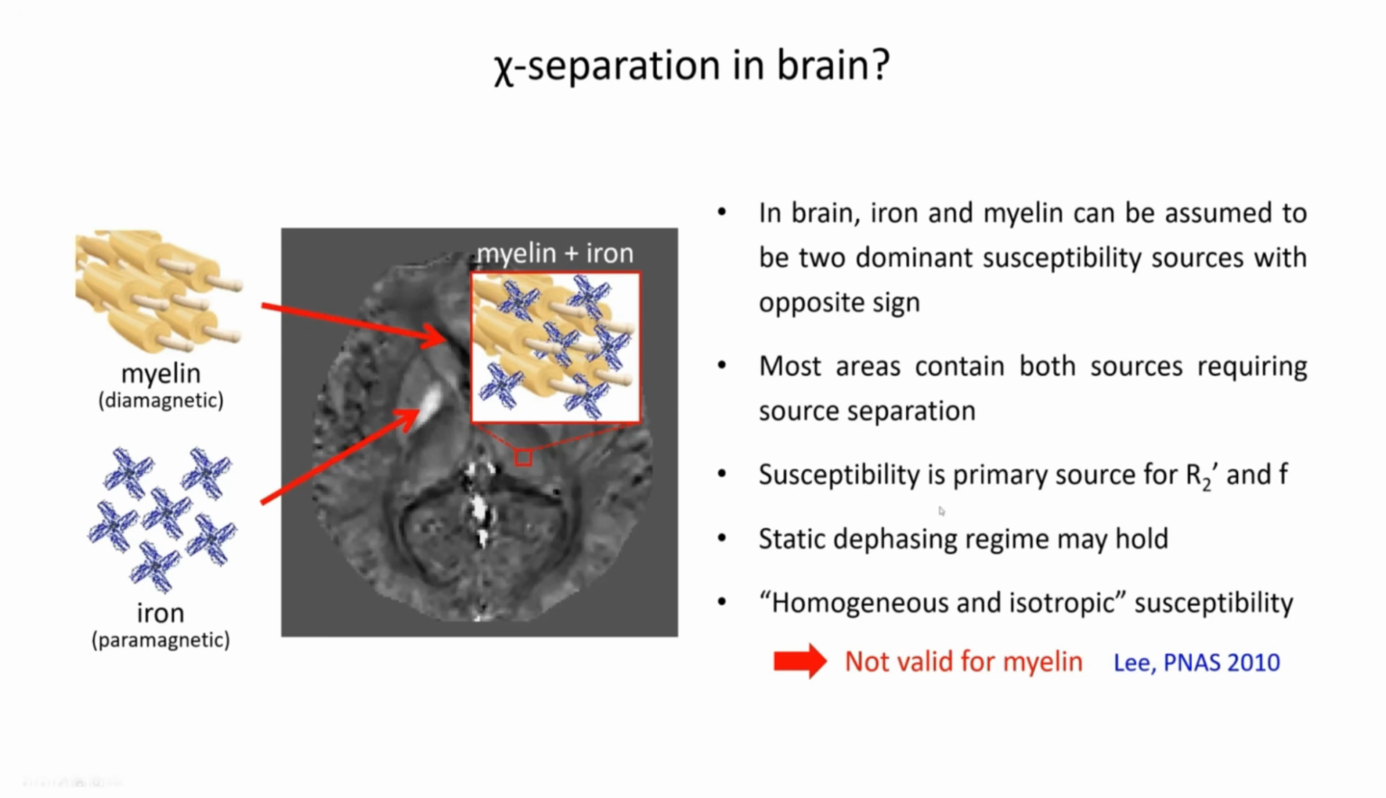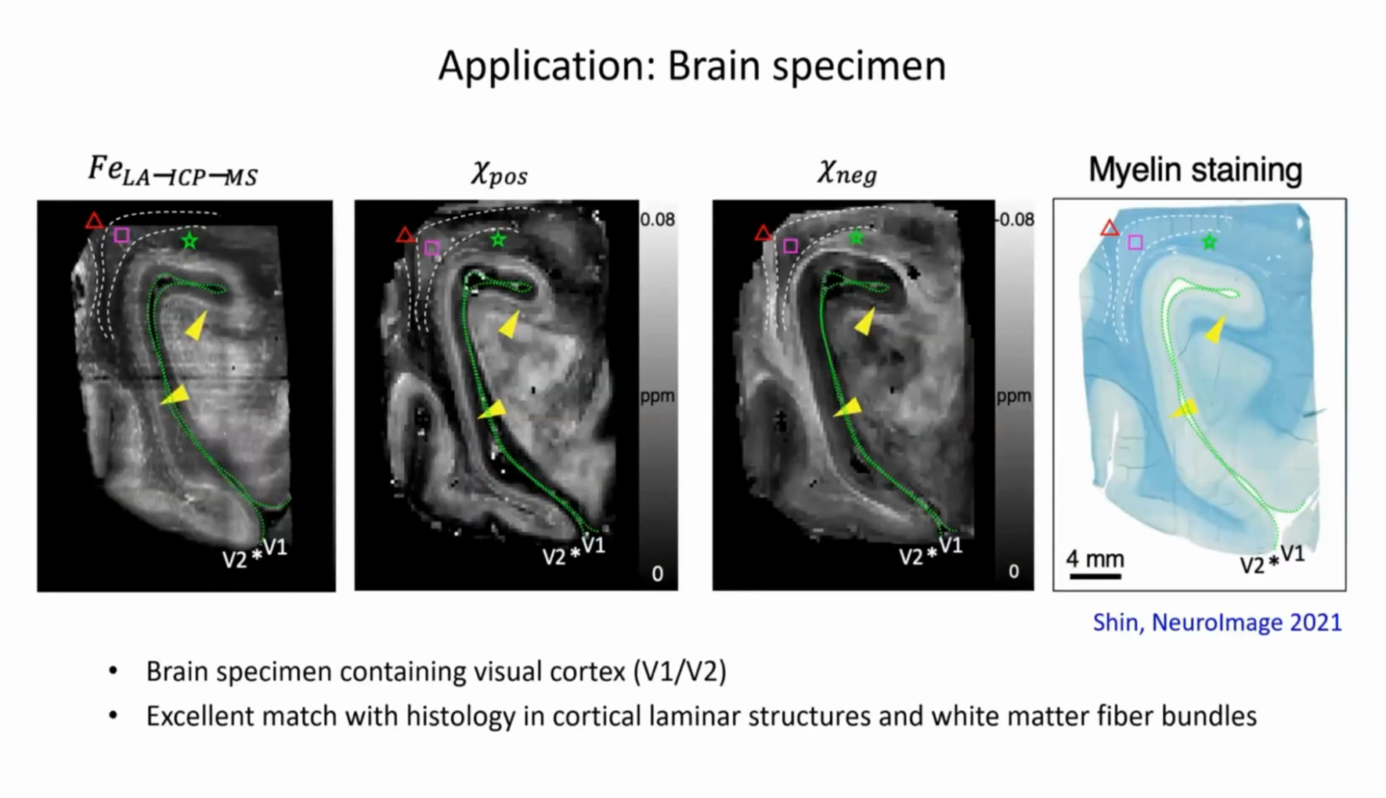And even if we assume all of them is okay, we still cannot escape from the fact that susceptibility is not really homogeneous or isotropic, as we have this myelin and it has elongated structures that induce a lot of different things in our frequency shifts. So there are limitations. Our question is, what will happen if we just ignore the last factors and apply the technique and see whether we can get reasonable outcomes from our chi separation result?